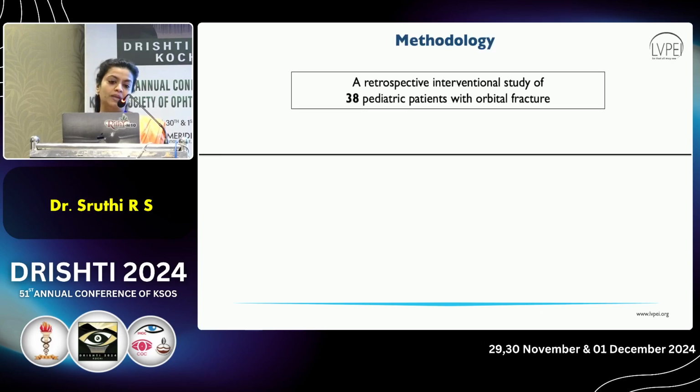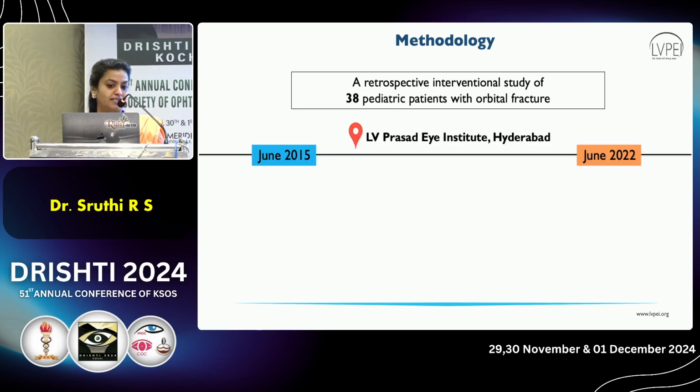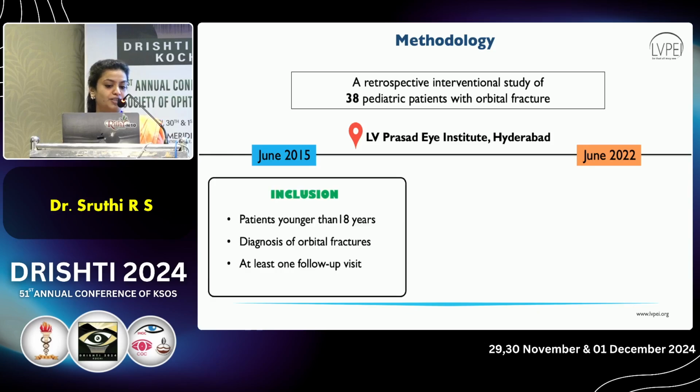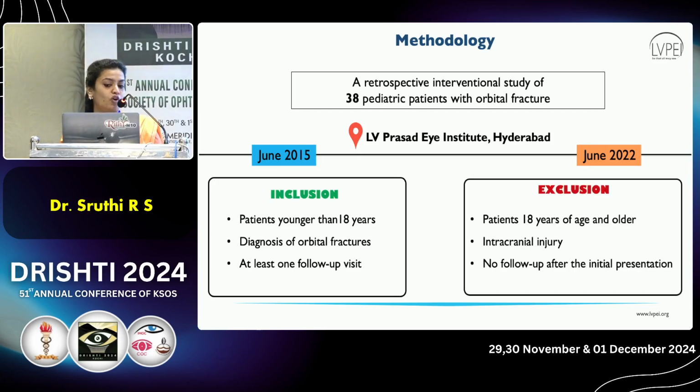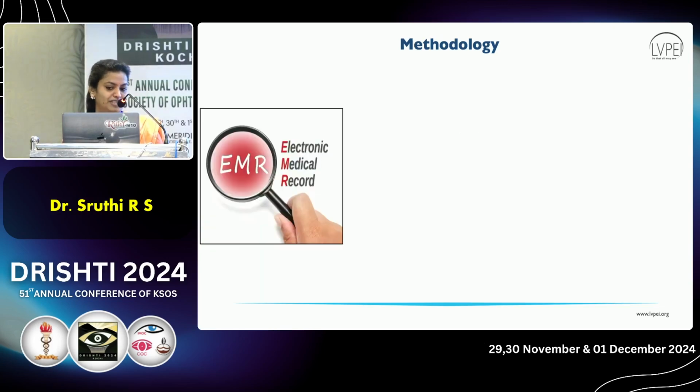fracture in children. It was essentially a retrospective interventional study of 38 pediatric patients with orbital fractures between June 2015 and June 2022, conducted at the LV Prasad Eye Institute, Hyderabad. We included patients less than 18 years of age with a definitive diagnosis of orbital fracture with at least one follow-up visit, and we excluded patients more than 18 years of age, those who had an intracranial injury, and those who had no follow-up after initial presentation.